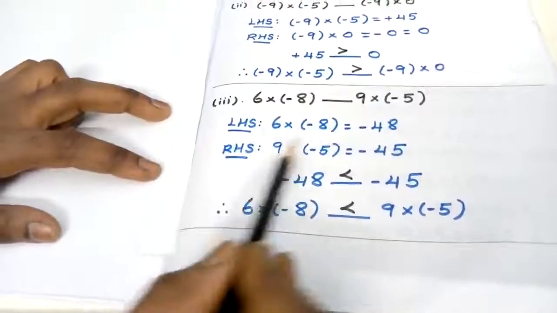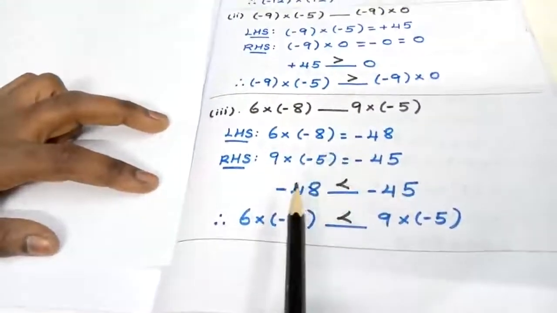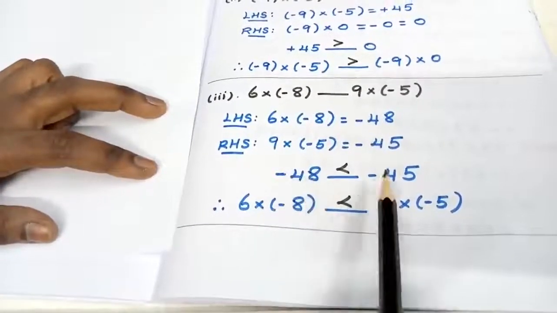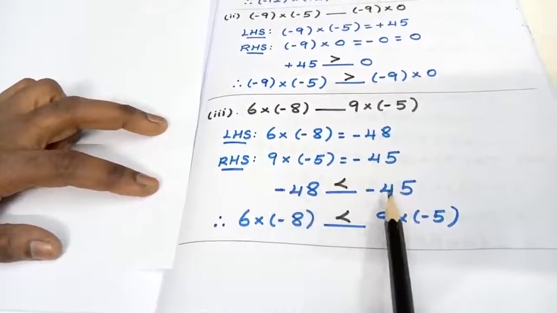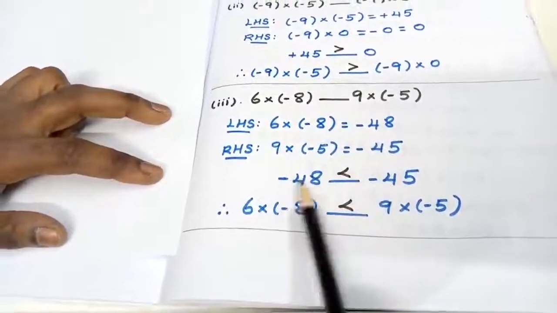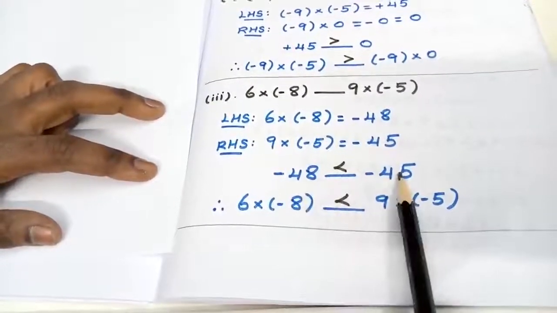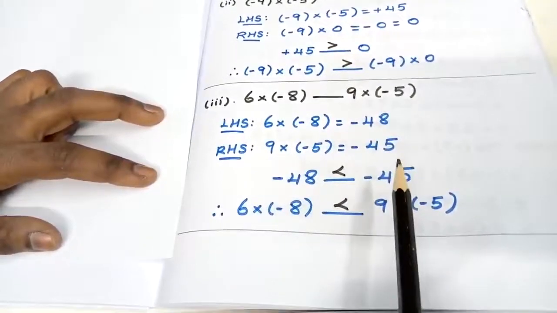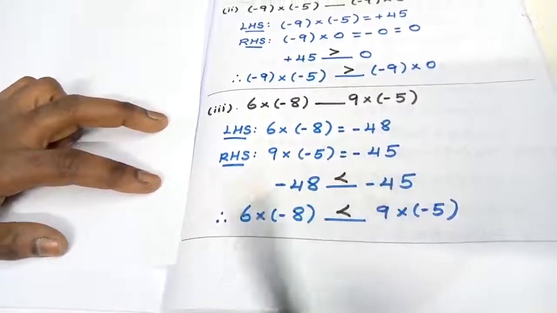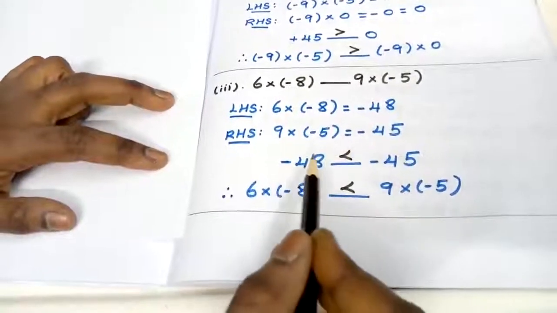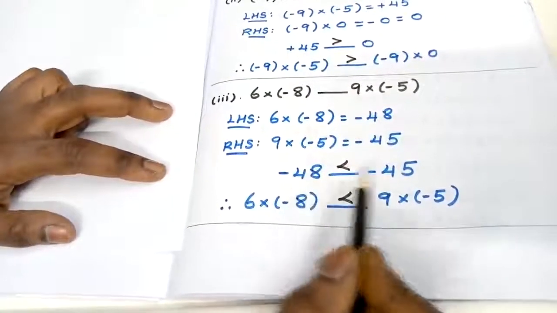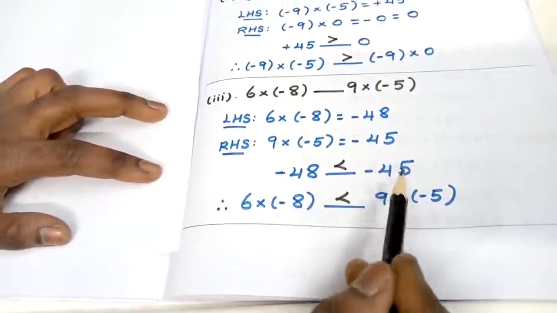Take the left hand side and right hand side values, students, and calculate. I am getting minus 48 and minus 45. So in this case you are comparing two negative numbers. Which number is going to be the smallest number? That is minus 48. The smallest number here is minus 48 and the greatest number is minus 45.